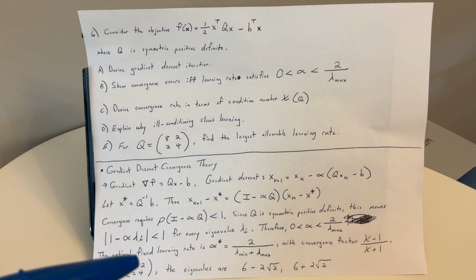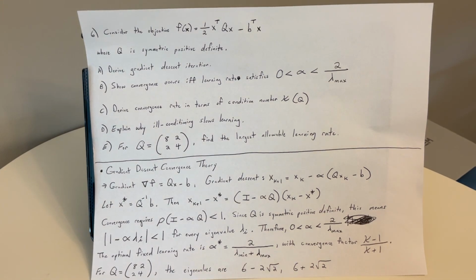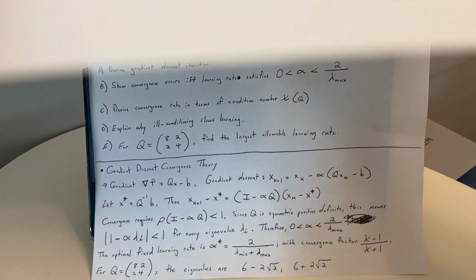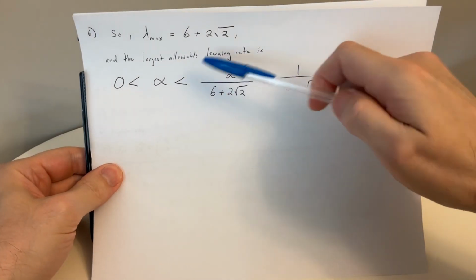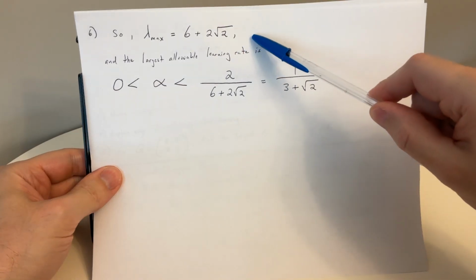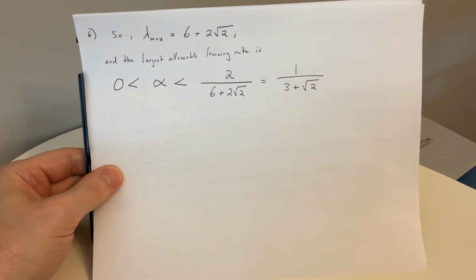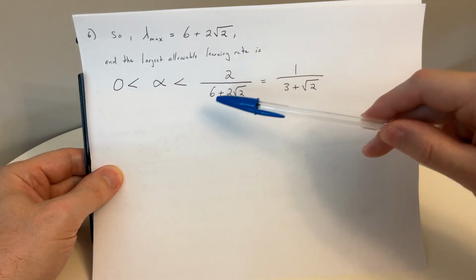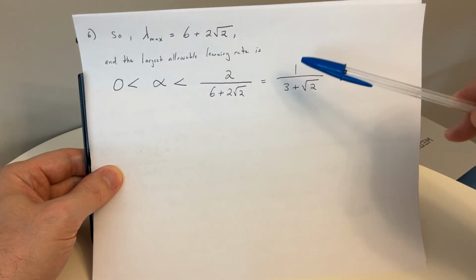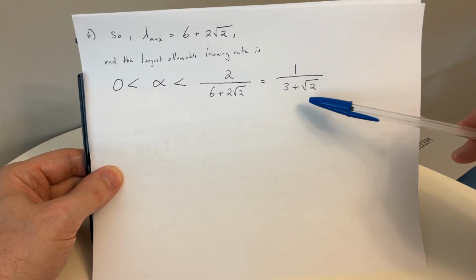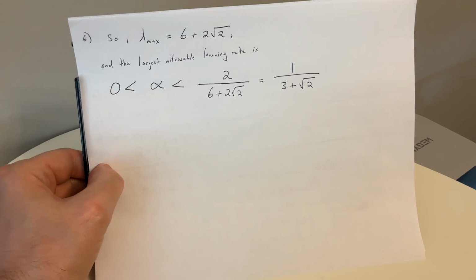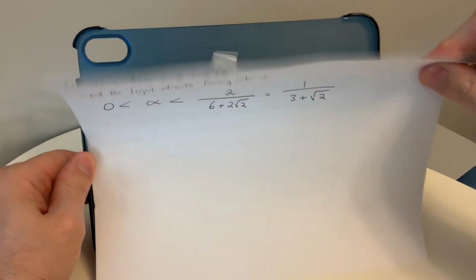So for Q, first row 8, 2, second row 2, 4, the eigenvalues are 6 minus 2 square root of 2 and 6 plus 2 square root of 2. So building on that, lambda sub max is 6 plus 2 square root of 2. And the largest allowable learning rate is going to be 0 less than alpha less than 2 over 6 plus 2 root 2, which is equal to 1 over 3 plus square root of 2. So alpha is less than 1 over 3 plus square root of 2. Okay, so that's number 6.